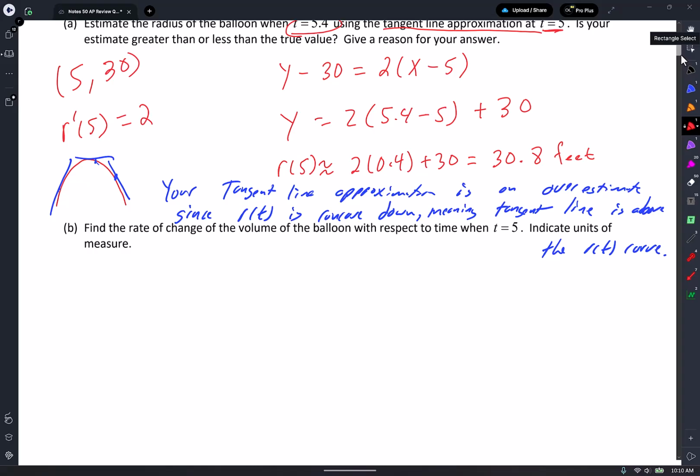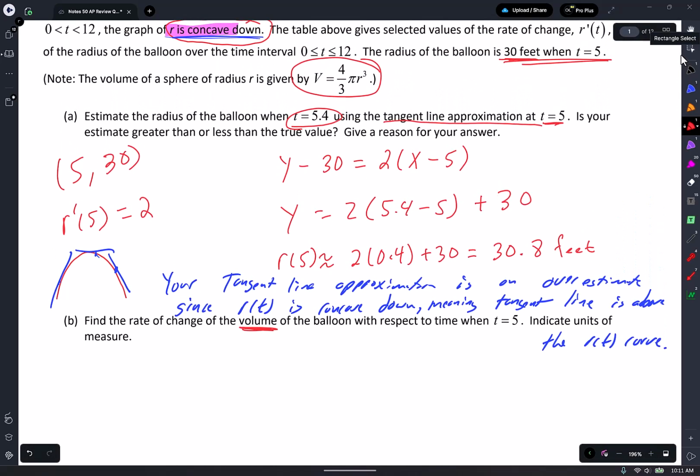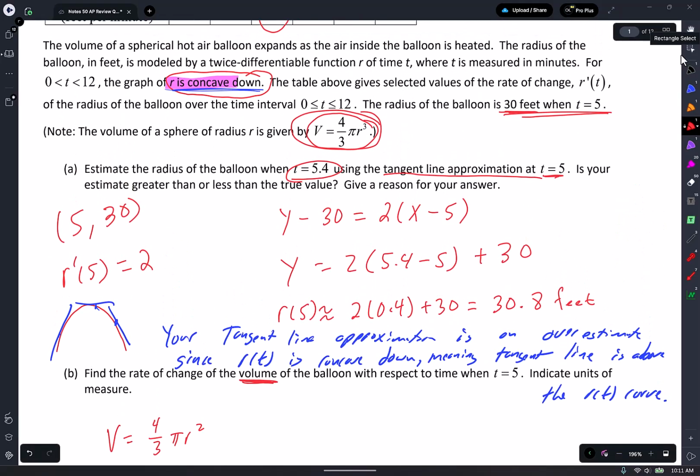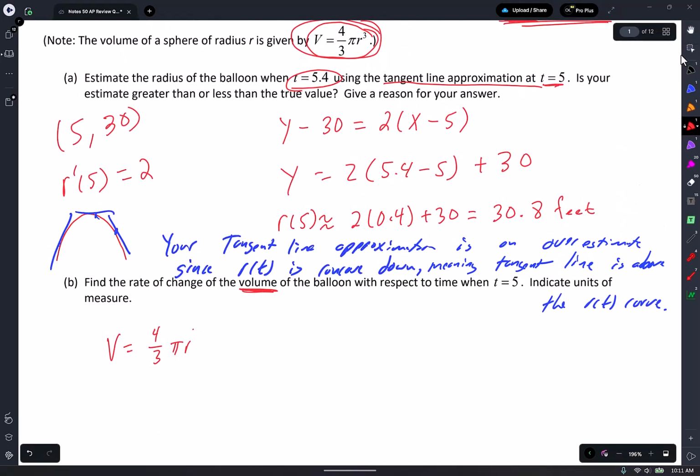We'll see when we find the rate of change of the volume of the balloon with respect to time at t equals 5. Indicate units of measure. What am I finding? I'm going to take a derivative, but not for r. So I'm going to find dV/dt. And look, they were being nice. Do they tell me what volume is? There it is. Let me just write this real quick: 4/3 pi r cubed. It was given.